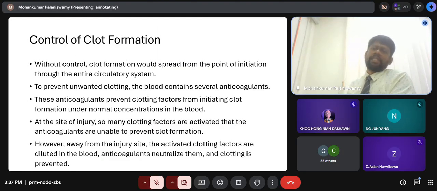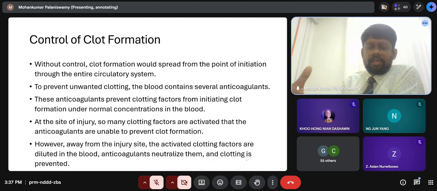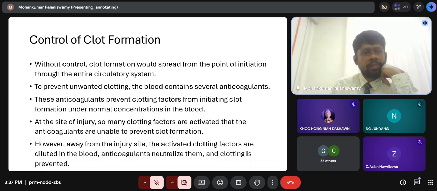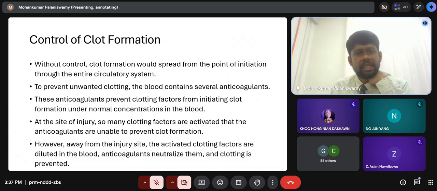Control of clot formation. Again, we have multiple text, but it is very easy to understand. Without control, clot formation would spread from the point of initiation through the entire circulatory system. So again, let me draw that.